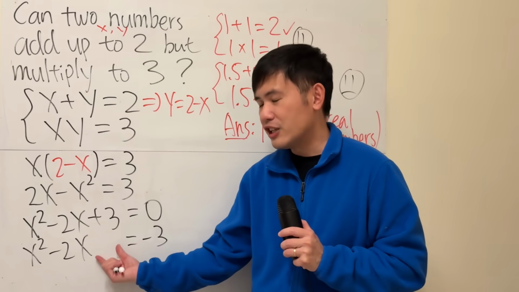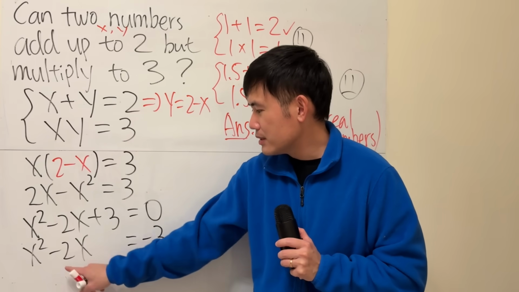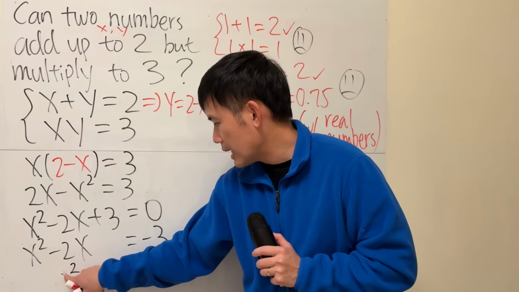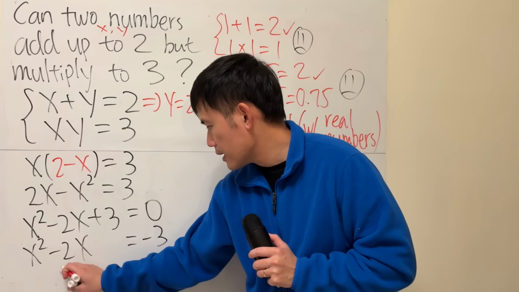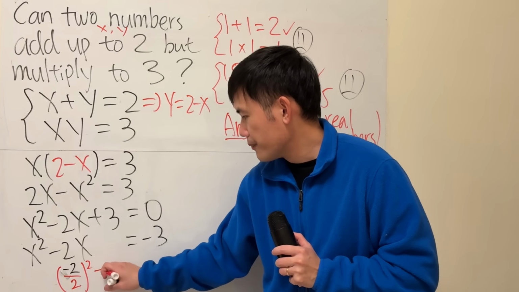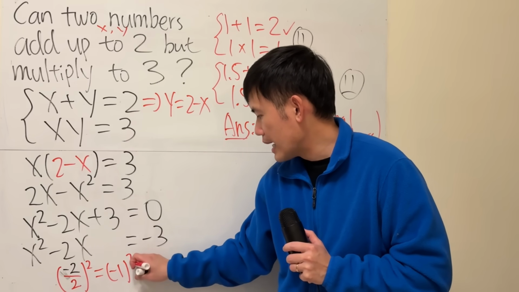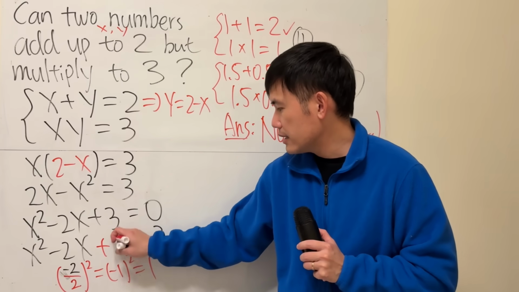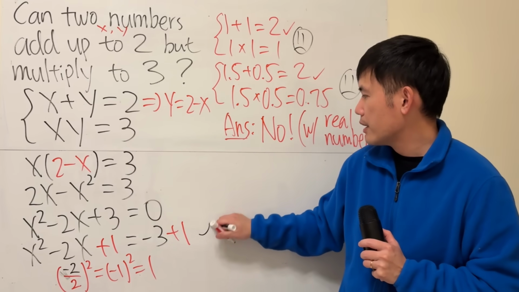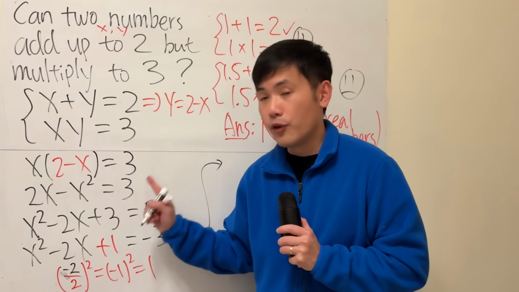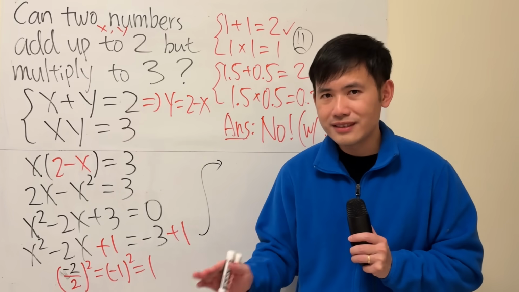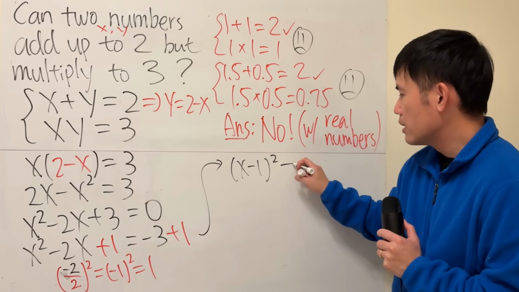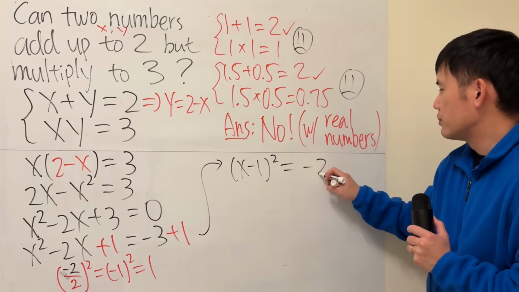Okay, we need a magic number here. The magic number is you take half of the coefficient of x, which is negative 2. Half of that is negative 1. Square that, we get 1. This is the number that we have to add to both sides. So go ahead, add 1 here and add 1 here. Okay. The left hand side, if we factor it, we get x minus 1 times x minus 1, which is just x minus 1 squared. And that is negative 2.